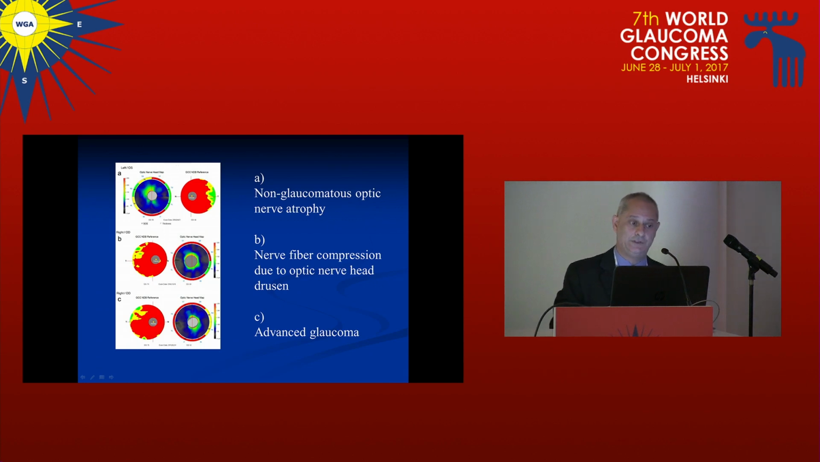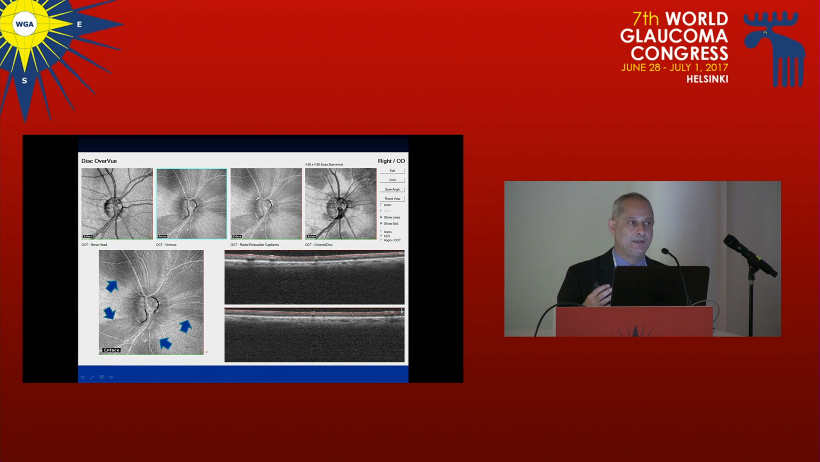You don't see too much difference across the GCC maps and the retinal nerve fiber layer thickness maps, even if one is a non-glaucomatous optic nerve atrophy, the other one is a compression problem due to optic nerve head drusen, and the third one is an advanced glaucoma case. No difference. In any case, wherever you have retinal nerve fibers, you will have OCTA measured perfusion.